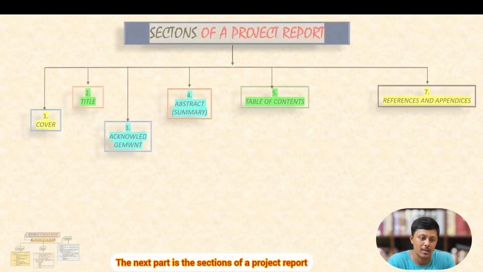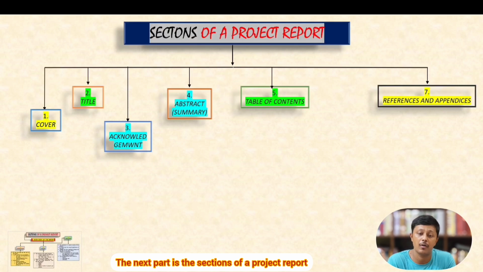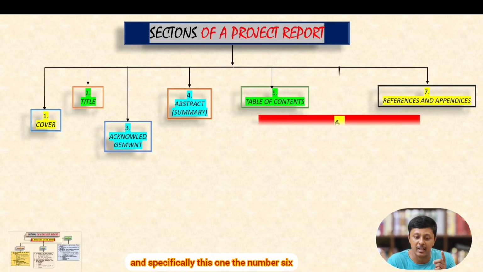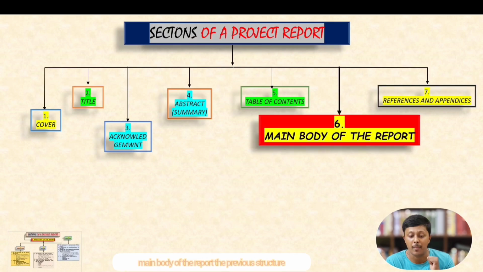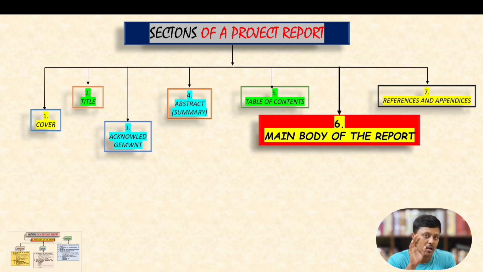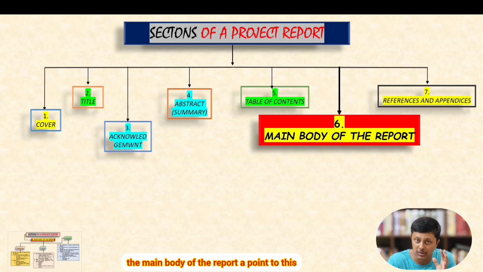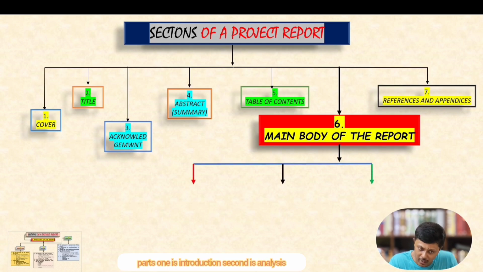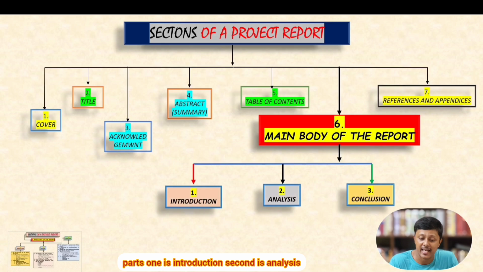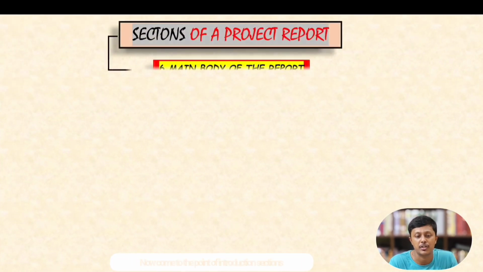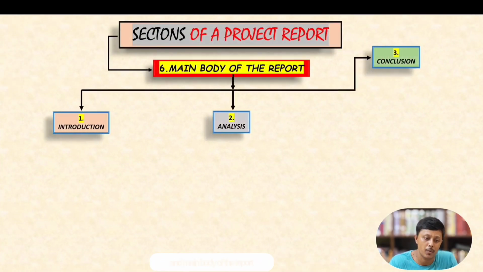The next part is the sections of a project report, and specifically this one, number 6, main body of the report. The previous structure you have already seen in the earlier slide. Here, the main body of the report is divided into three parts. One is introduction, second is analysis, and third is conclusion. Don't worry, we are going to deal with this separately. Now, come to the point of introduction, sections of a project report and main body of the report. These are the three parts.